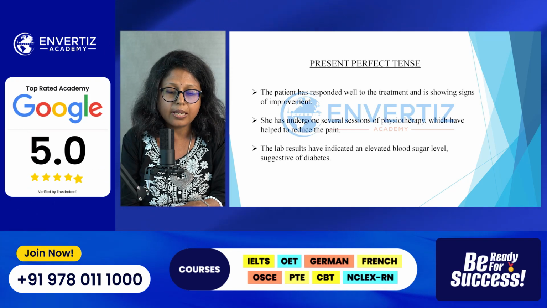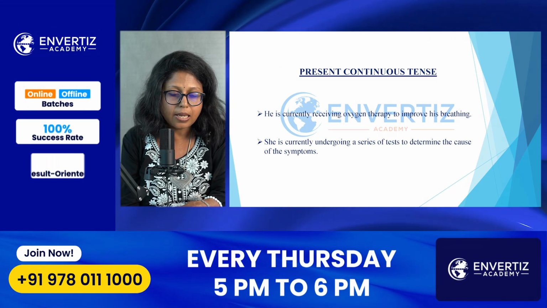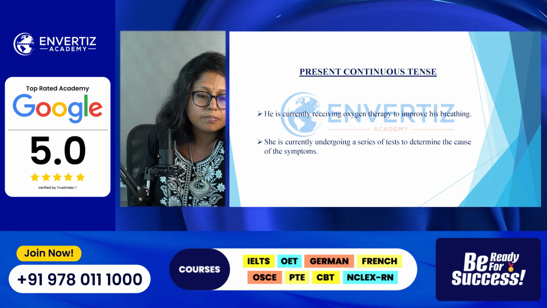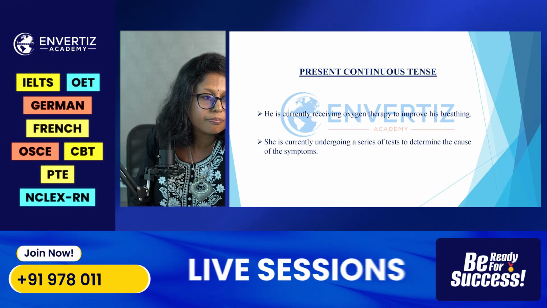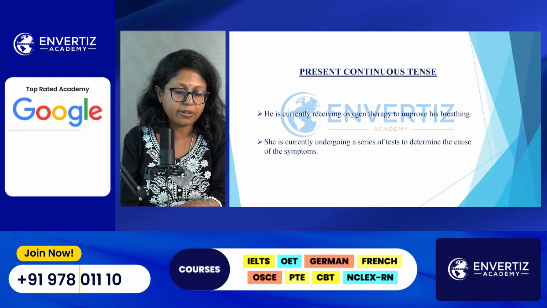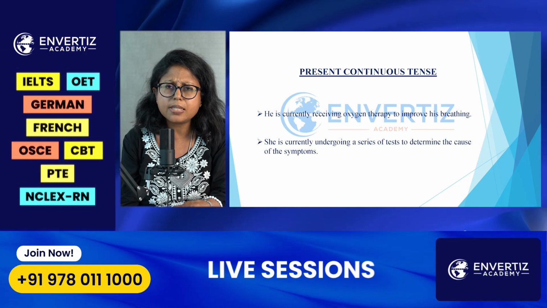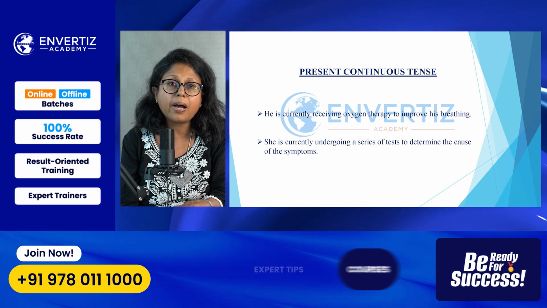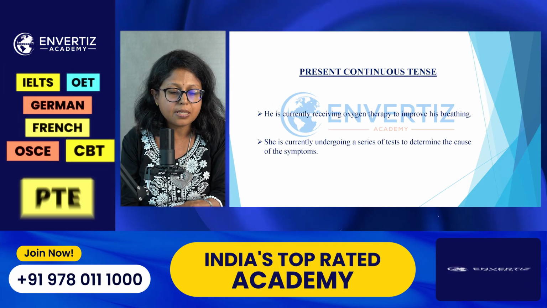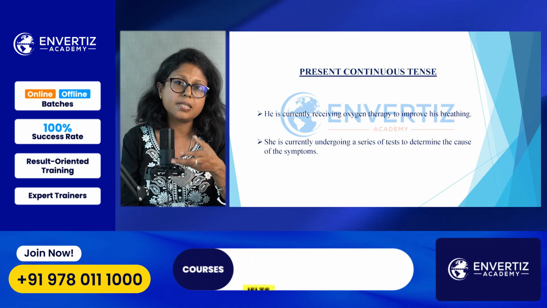Okay, which takes us to the next tense, which is present continuous tense. These have no relation to the past and exclusively talk about the present. For example, we have sentences like, he's currently receiving oxygen therapy to improve his breathing, which means that this is being done currently. One more sentence: she's currently undergoing a series of tests to determine the cause of the symptoms. So that's another sentence where something is happening now, and they have no relation to the past. So, currently receiving oxygen shows that presently the person is receiving oxygen.